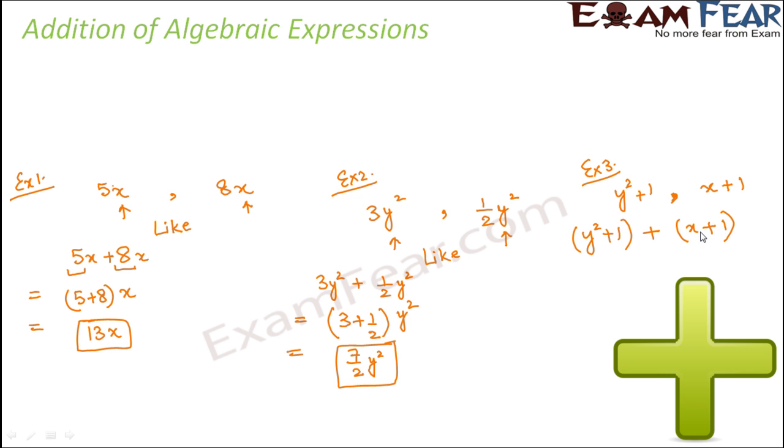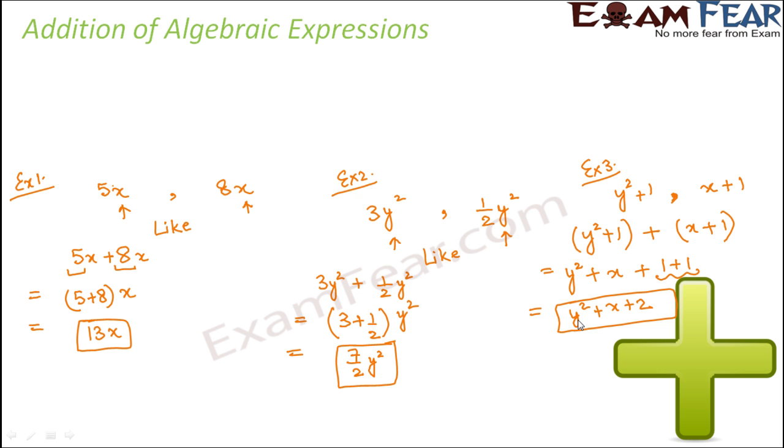Now, can y square be added to any other term? No, because you do not have any more term with y square. Can x be added to any other term? No, because x also doesn't have any other like term or any other term with x. So what are we left with? We are left with 1 and 1. So we can definitely add 1 plus 1. So this becomes y square plus x plus 2. So this is the result, or this is the sum.